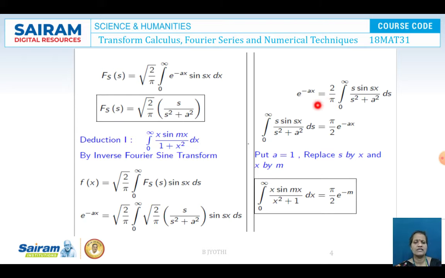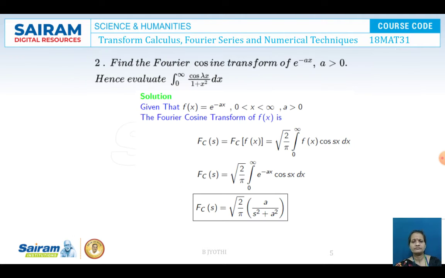Taking this 2 by pi to the other side, what we are getting is this integral, that is, s sin sx divided by s square plus a square ds under the integral 0 to infinity is given by pi by 2 into e power minus ax. So now we need to put the values suitably. Then a as 1, s as x and x as m, then we are getting x into sin mx divided by x squared plus 1 into dx is equal to pi by 2 into e power minus m. That is the required deduction.